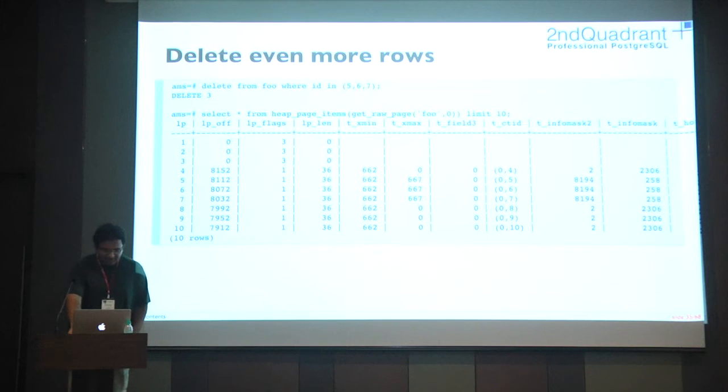So here we see that the first 3 line pointers are empty because when we deleted 5, 6, and 7, it took the opportunity to remove a bunch of line pointers. So now those line pointers could actually point to new tuples if the system chose.